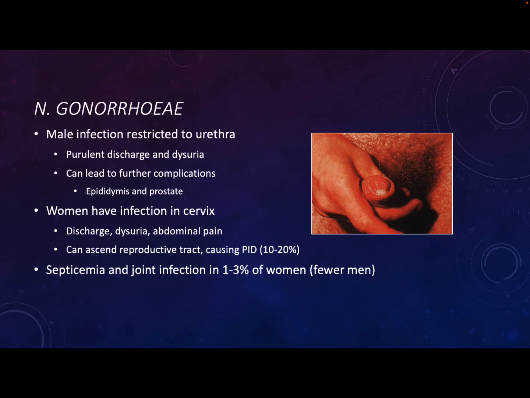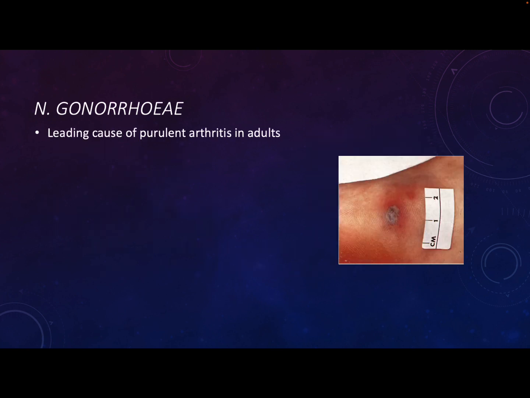And so because it can cause joint infection, this is actually one of the leading causes of what we call purulent arthritis. There's an active infection associated with pus and bacteria in the joint itself. It's the leading cause in adults.